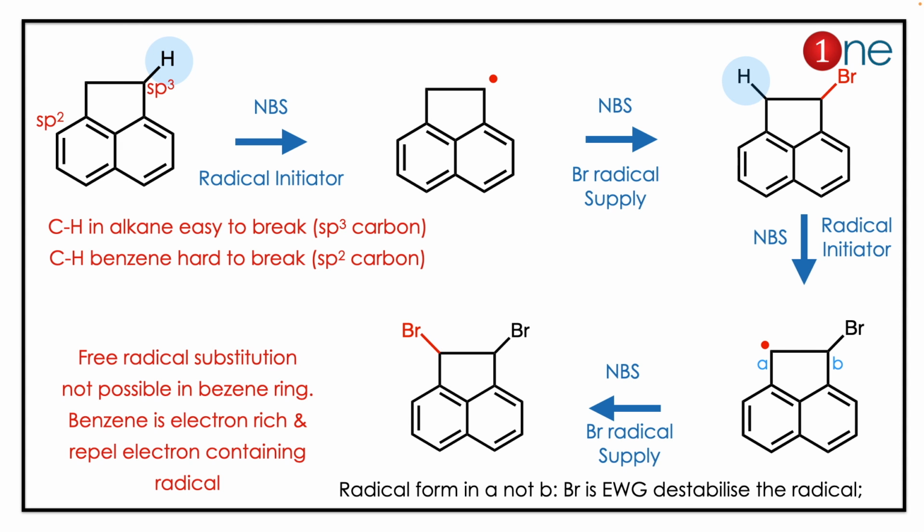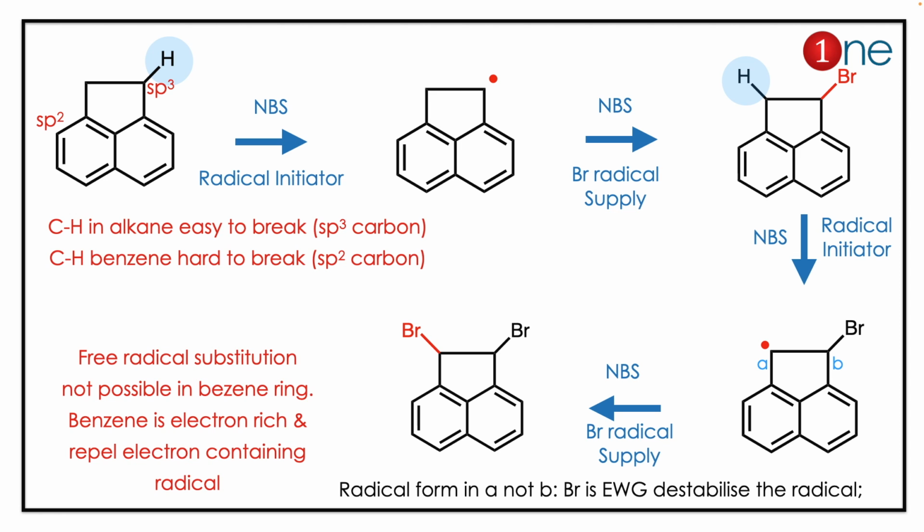Everybody knows NBS supplies radicals. It's a radical initiator. But where does the reaction occur, in the ring or the side chain? Here, C-H bonds in an alkane are easy to break because of the sp3 carbon. C-H bonds in benzene are hard to break because of the sp2 carbon. Hence the radical forms at the side chain, which is the ethyl chain. It forms, then N-bromosuccinimide provides bromine.